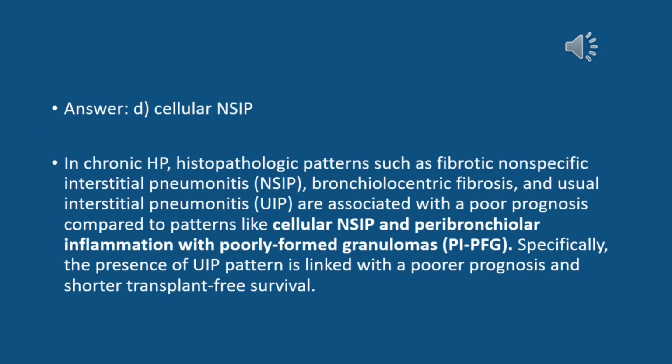Cellular NSIP. In chronic HP, histopathologic patterns such as fibrotic nonspecific interstitial pneumonitis, NSIP, bronchiolocentric fibrosis, and usual interstitial pneumonitis, UIP, are associated with a poor prognosis compared to patterns like cellular NSIP and parabronchiolar inflammation with poorly formed granulomas, PIPFG. Specifically, the presence of UIP pattern is linked with a poorer prognosis and shorter transplant-free survival.